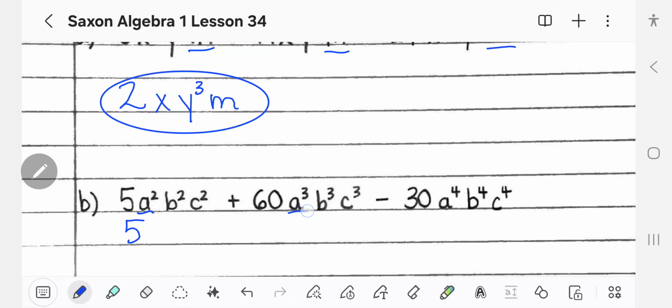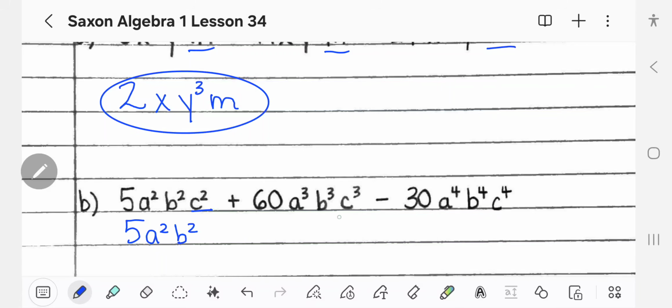Let's look at our variables. A squared, a cubed, a to the 4th. The highest that they all have is a squared. Now we're going to look at our b's. So I've got a b squared, a b cubed, and a b to the 4th. That's going to be b squared.